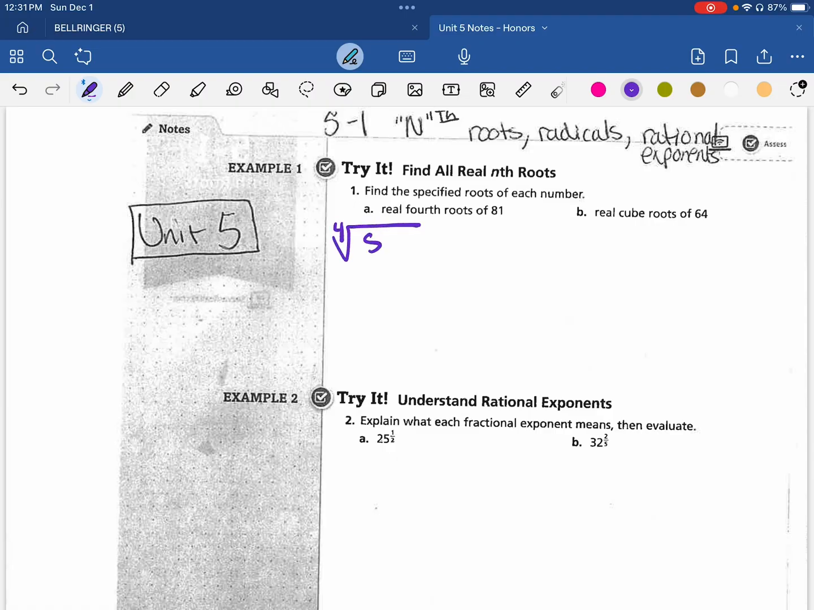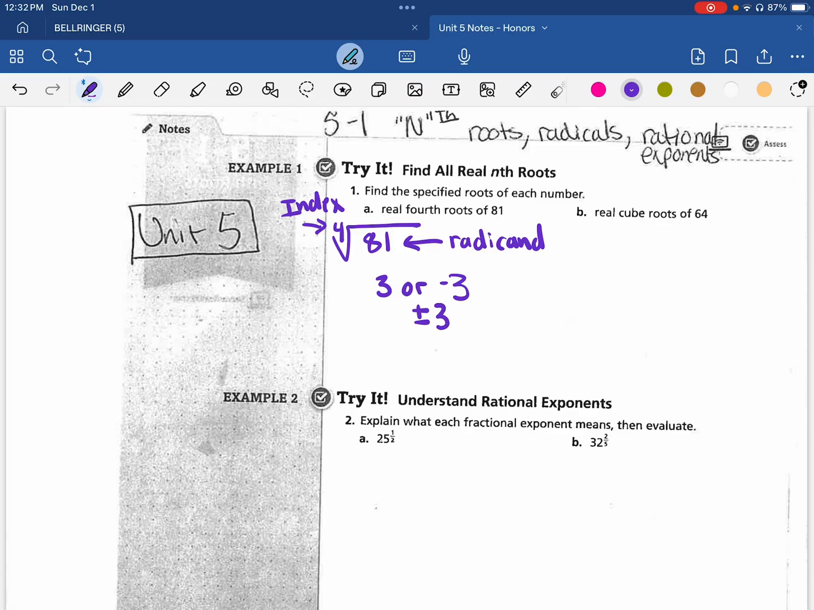Fourth root, 81. The number outside the root is called the index. The number in the radical is called a radicand. All right, this fourth root of 81 is 3, but it could also be -3 because there's four negatives. -3 times -3 times -3 times -3 is 81. And of course, we could write it as plus or minus 3.